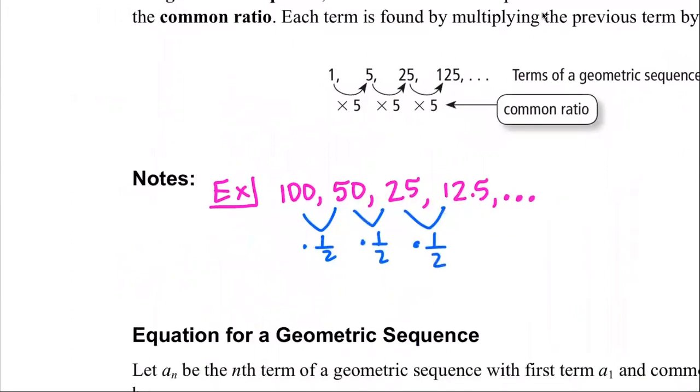Okay, so I'm going to give you a moment to write an example of your own. And I want you to share it with your elbow partner and make sure that you agree that both of you have a geometric sequence.